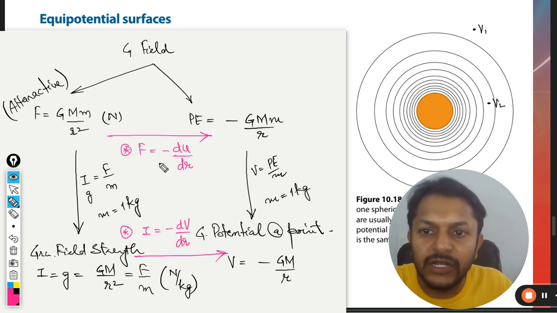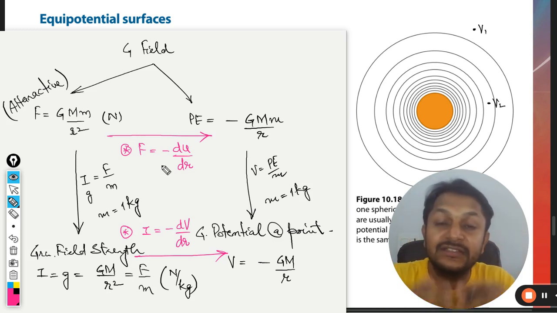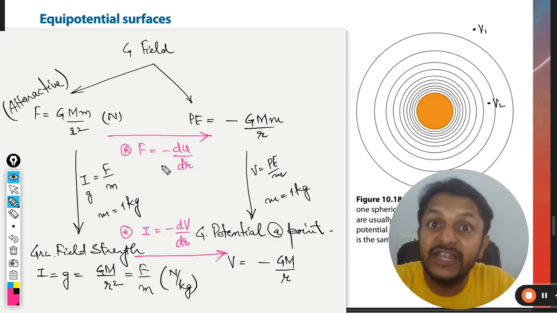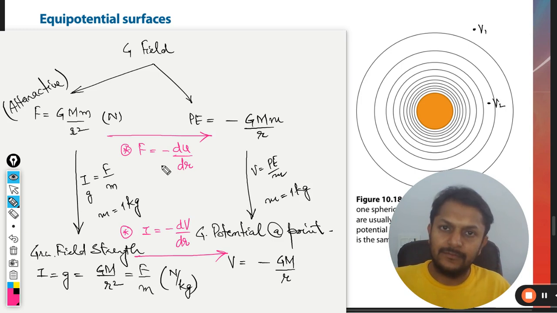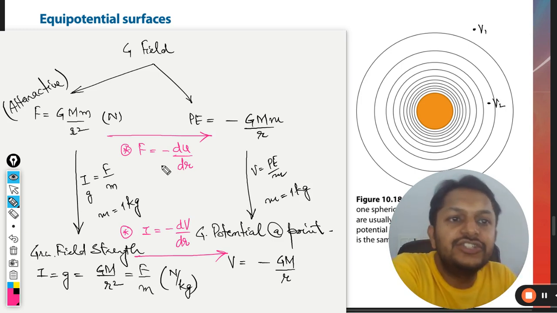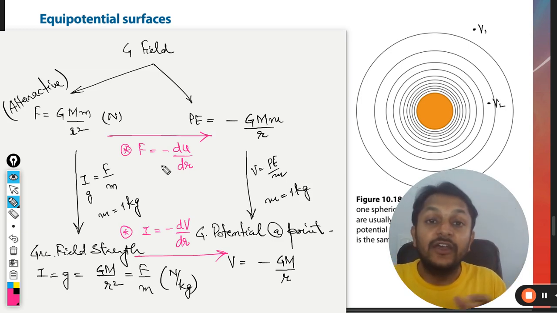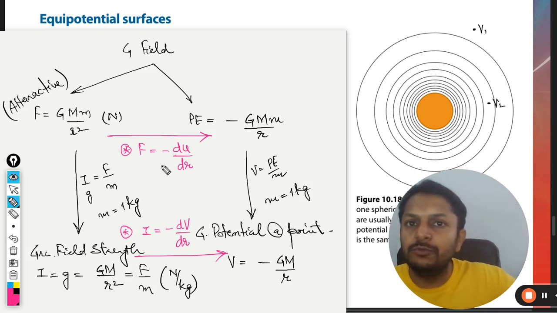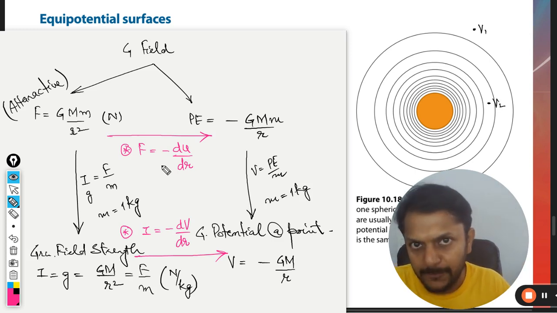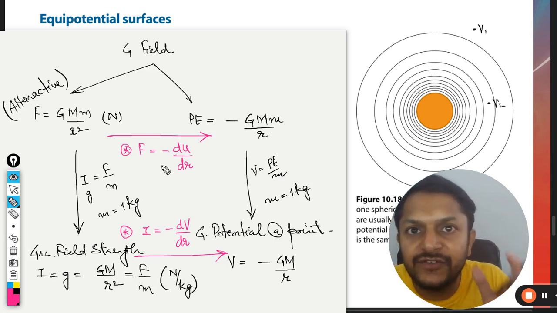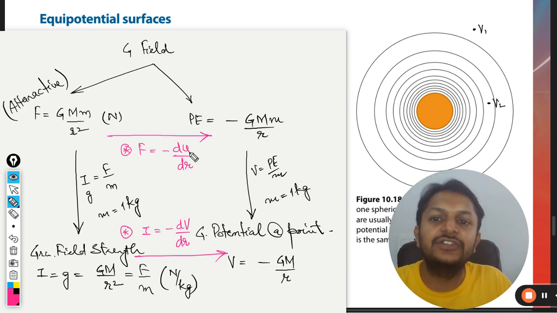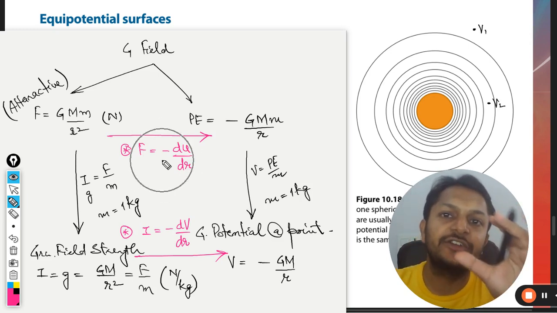And this formula, which is F is equal to minus dU by dr, is actually the defining feature of a field force. Like we say, inertial force, F is equal to m into a; friction force, F is equal to mu into N or mu into R. Similarly, field force, F is equal to negative dU by dr. So this is actually the defining feature of such kind of forces.